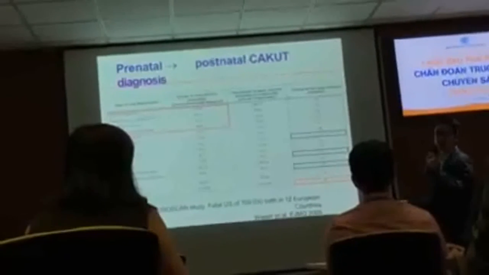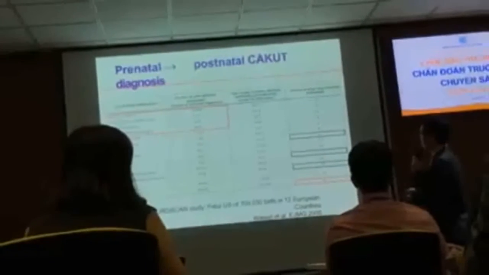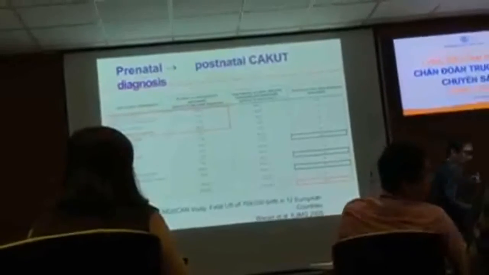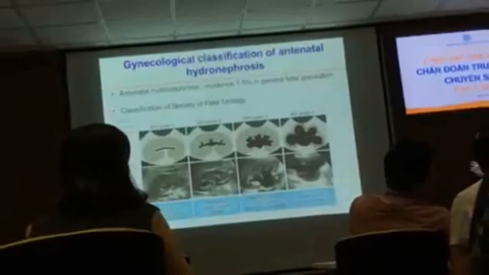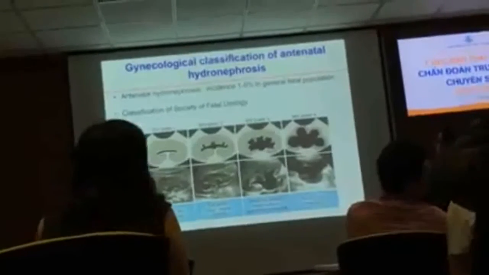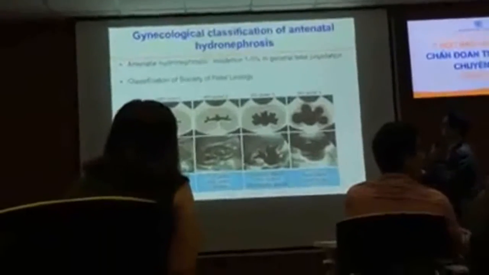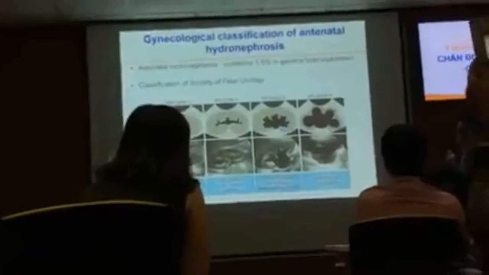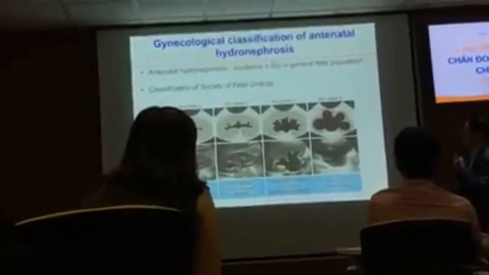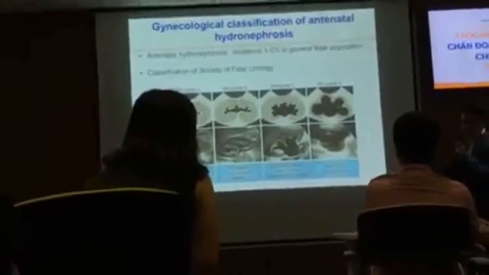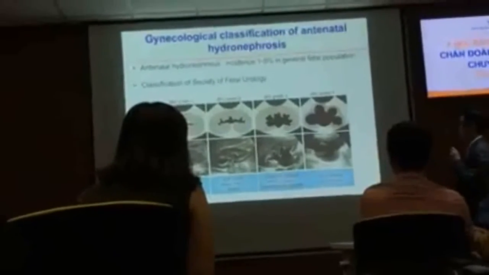All the kidney disease you can detect 82%. Then this is hydronephrosis, which is quite common, 1 to 5% in the general fetal population. So sometimes we can just see the fetus in ultrasound with dilated hydronephrosis, which is quite common.